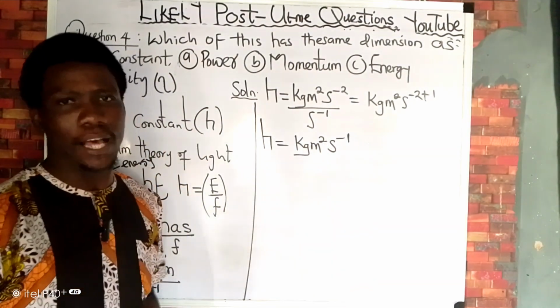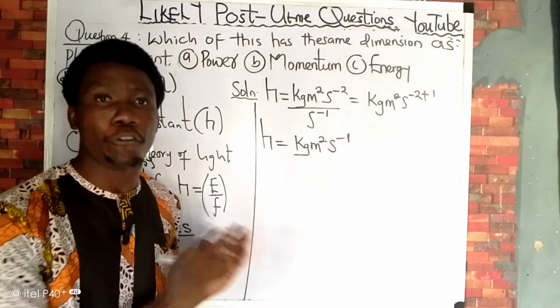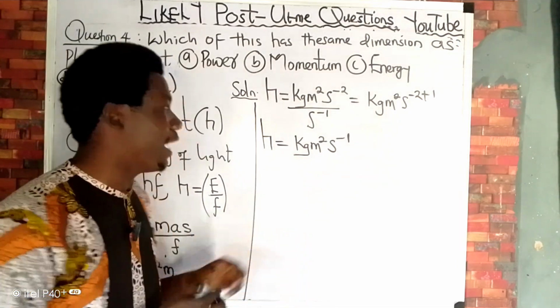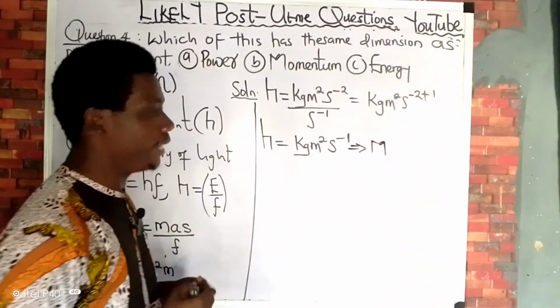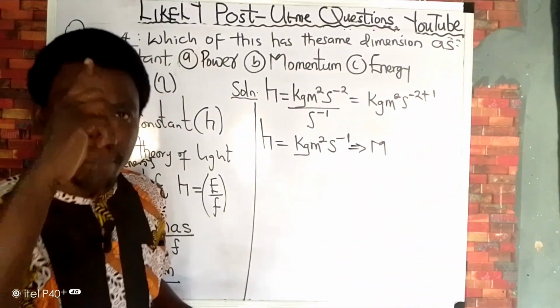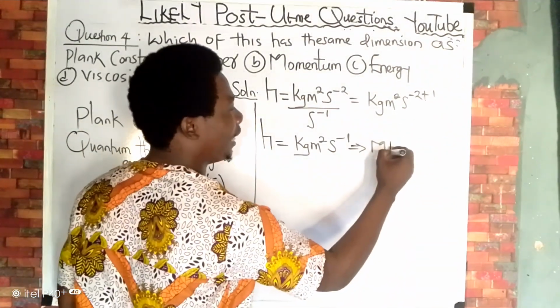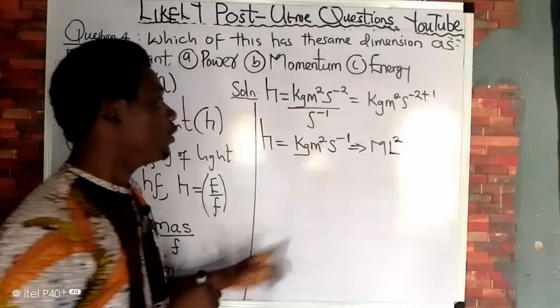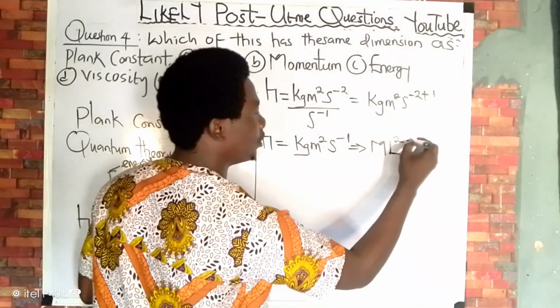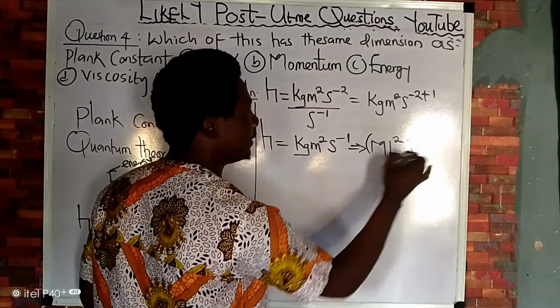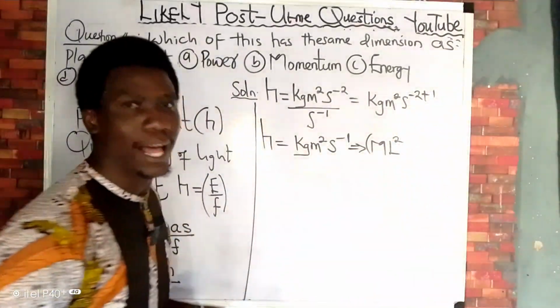Remember, I made a video last time regarding dimensions of physical quantities. Kilogram has a dimension which is M. Meter has a dimension which is L, so you have L squared. Then seconds has a dimension which is T, so you have T raised to the power of -1. This is the dimension for Planck constant.